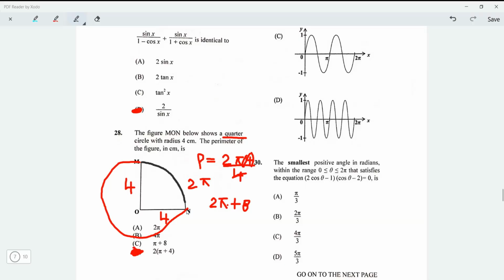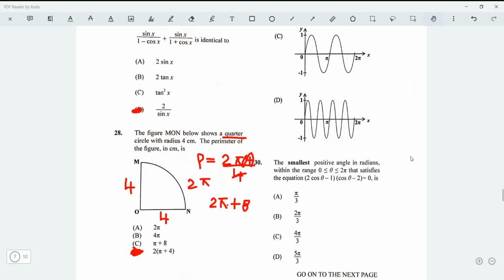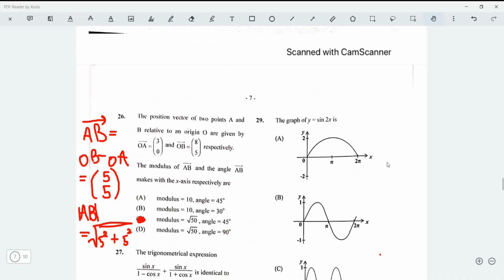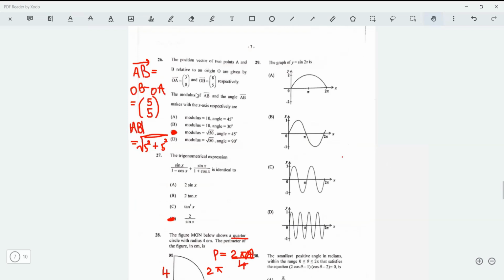I hope that makes sense. All right, so that would be the perimeter of this part right here. Then plus the 4 and the 4 is 8, so 2 pi plus 8. Then we can factor out 2. Nice. No issues.